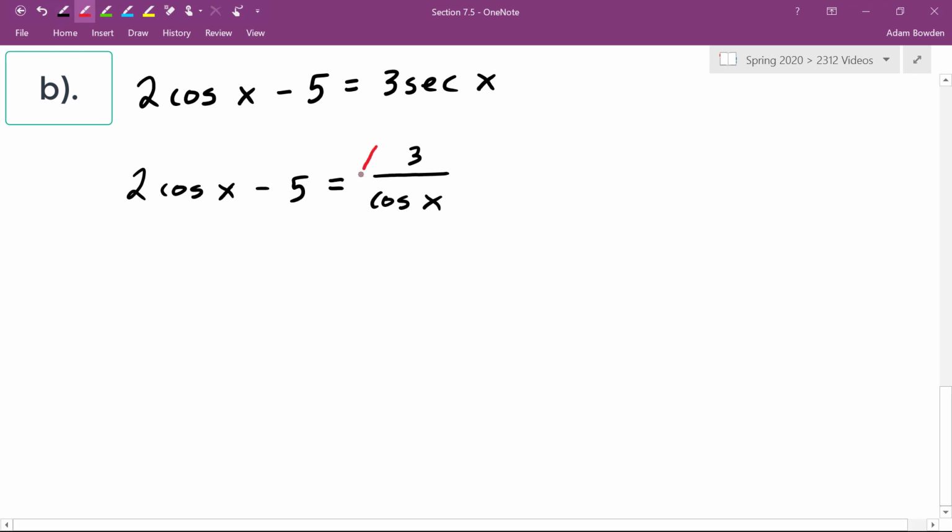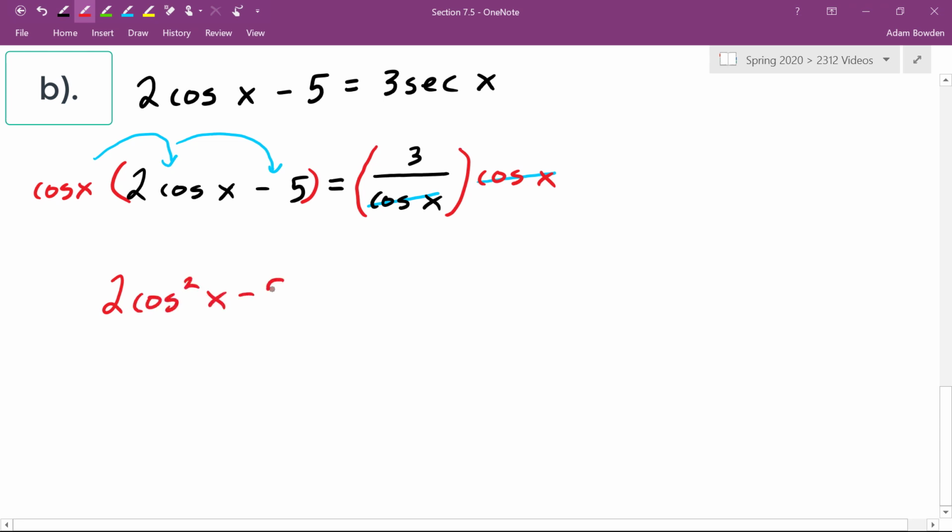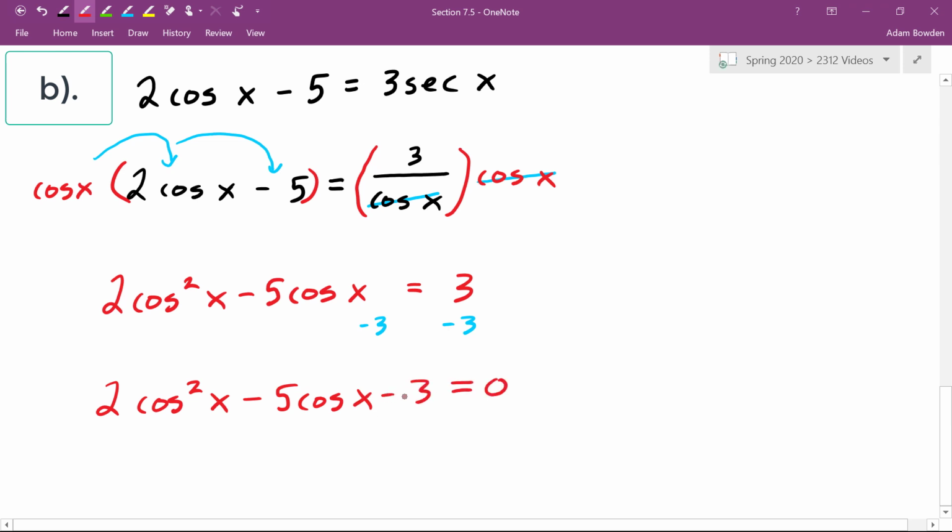Now, in order to simplify this down to solve, I'm going to multiply both sides by cosine x. So that allows me to reduce this side down with the denominator. On the other side, I'm going to distribute the cosine x. So I have 2 cosine squared x minus 5 cosine x is equal to 3. We'll go ahead and subtract the 3 over. 2 cosine squared x minus 5 cosine x minus 3 equal to 0.